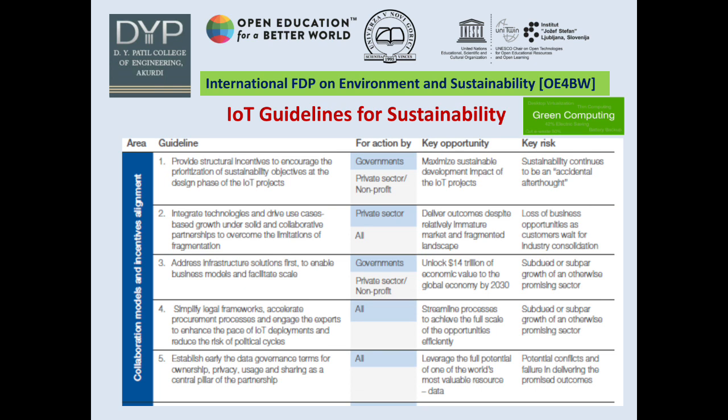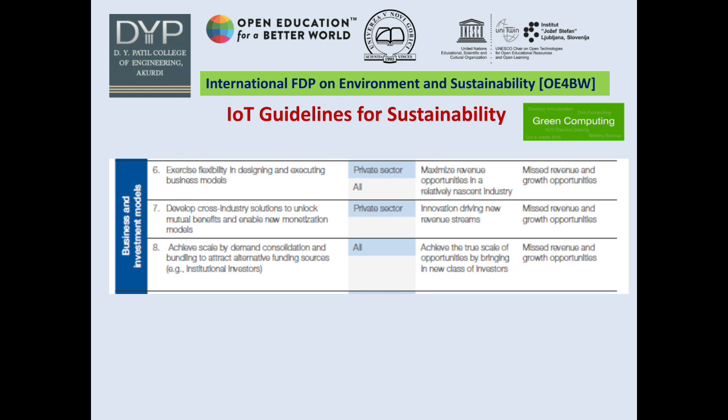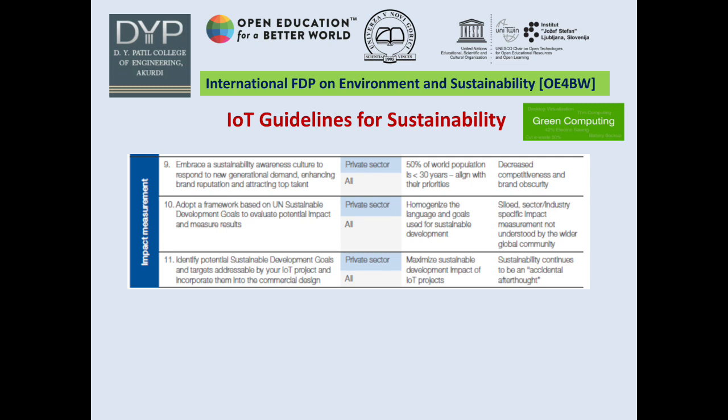Next guideline is integrated technologies, next is address infrastructure, and next is simplify legal framework, how it is to be experts to enhance the pace of the IoT deployment and reduce the risk of political cycles. Establish the data governance terms for ownership. Exercise the flexibility in designing. Develop cross-industry solutions to unlock the mutual benefits. Achieve scale by demand consolidation, and embrace a sustainability awareness culture to respond to the new generation. Adopt a framework based on UN Sustainable Development Goals, and last is identify potential sustainable development goals.